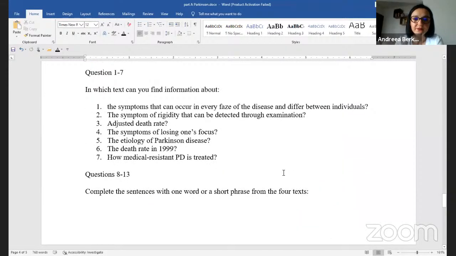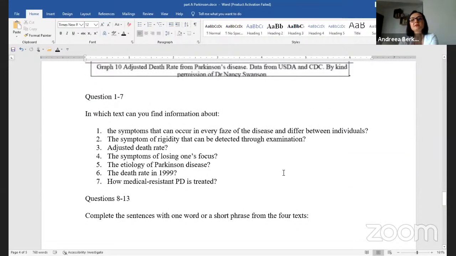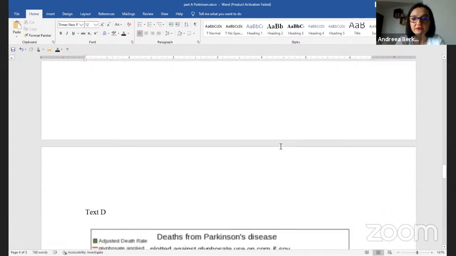Next question, number 4, the symptoms of losing one's focus. Again, the word symptoms, again, you know that there are 2 texts about it. And if we lose the focus, it means that we lack concentration or we lack focus or attention. So let's see where we'll find that.